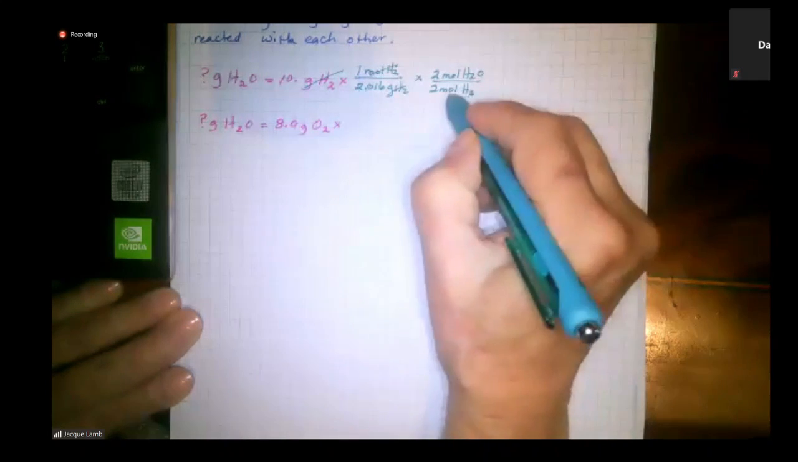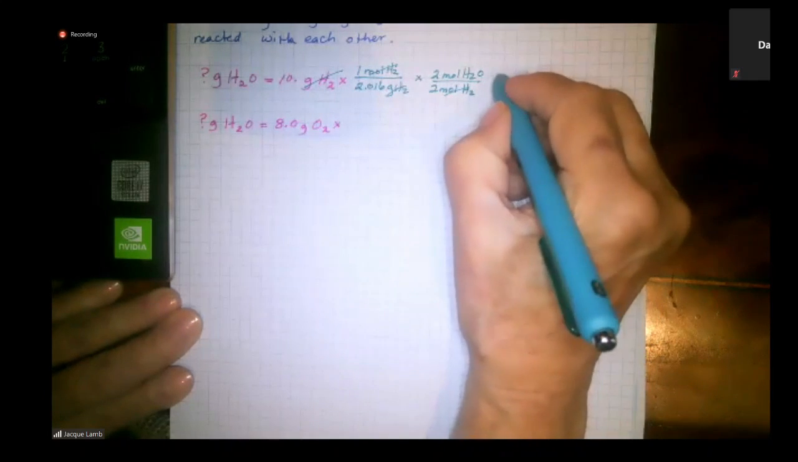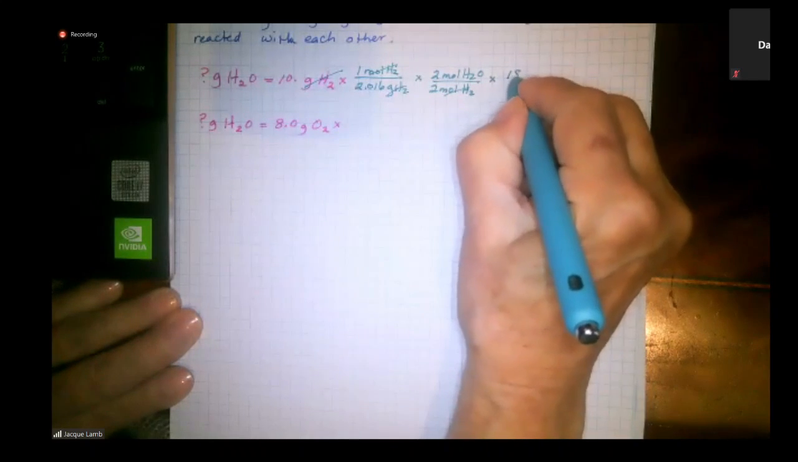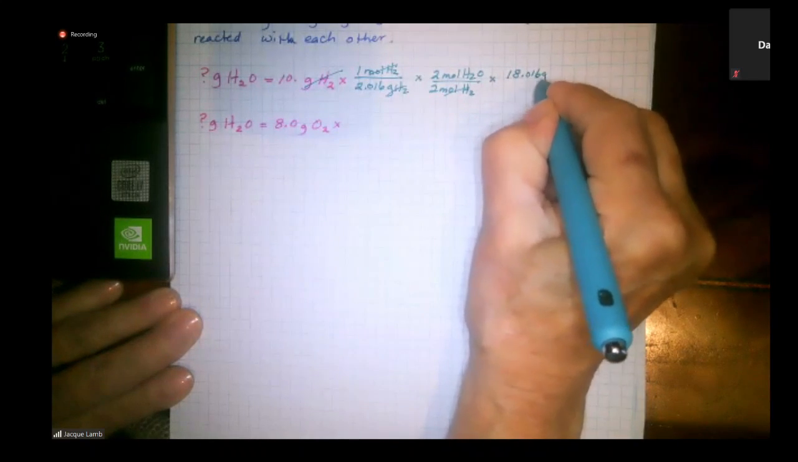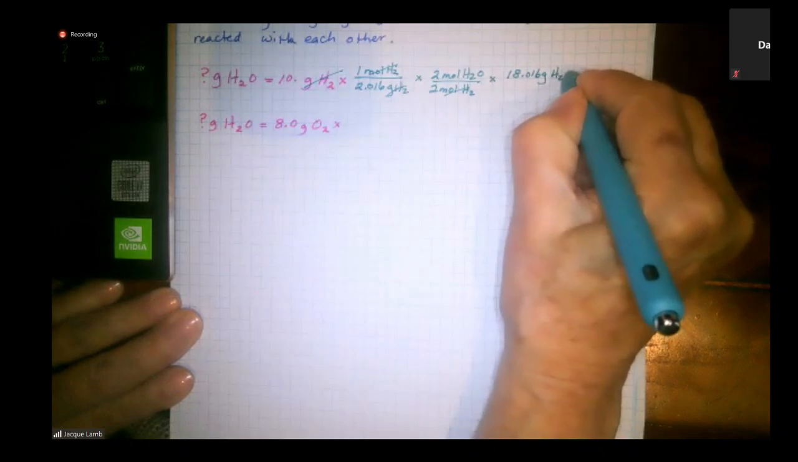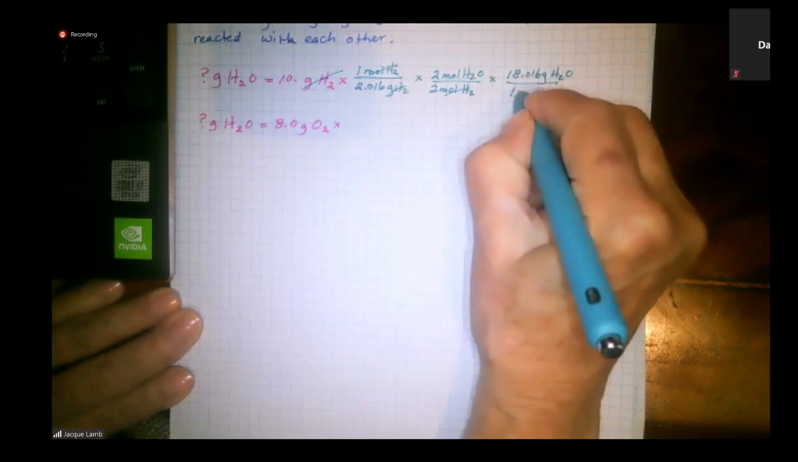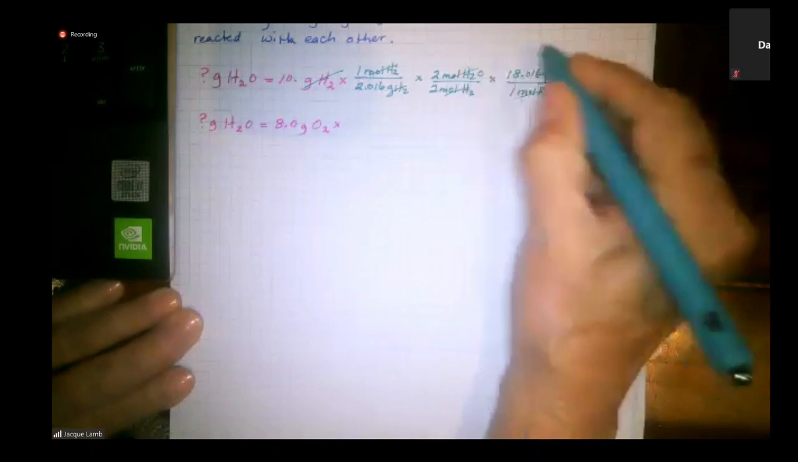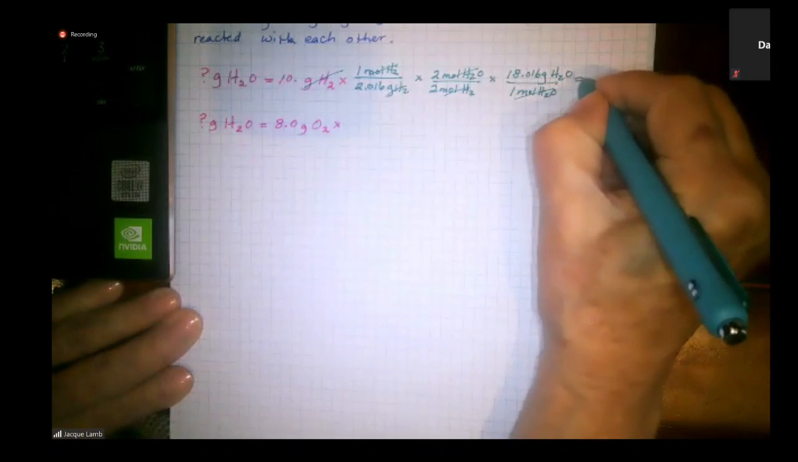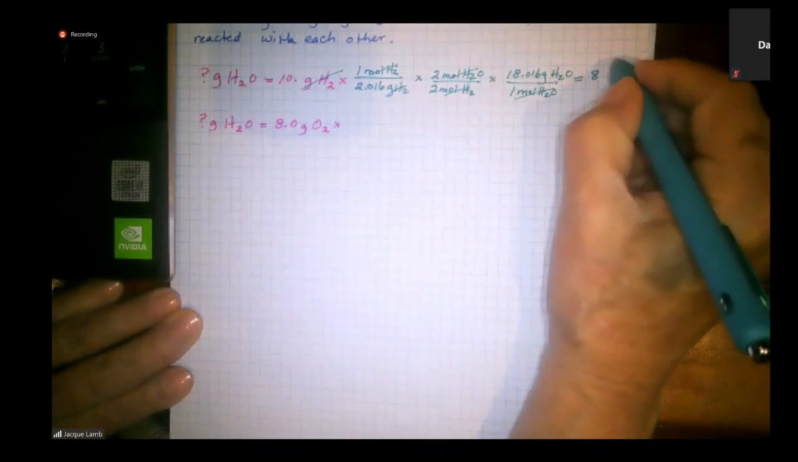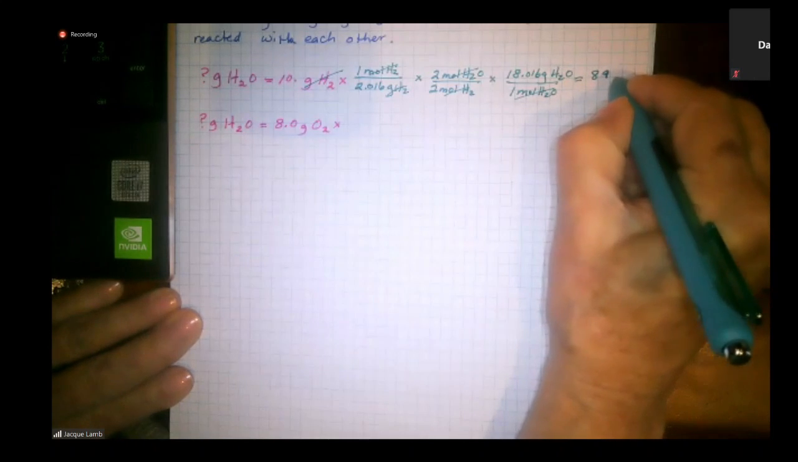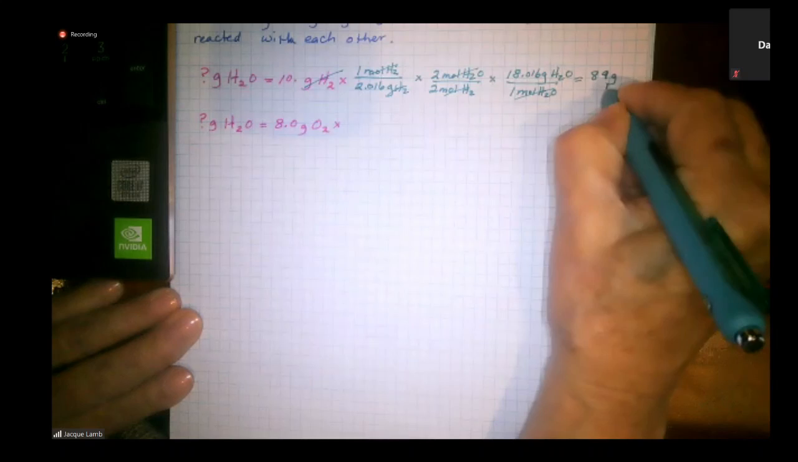So moles H2 cancels. And then I multiply that by the molar mass, 18.016 grams of water to 1 mole of water. And that gets me into grams. That tells me that with 10 grams of hydrogen, I can form 89 grams, that's right, of water, H2O.